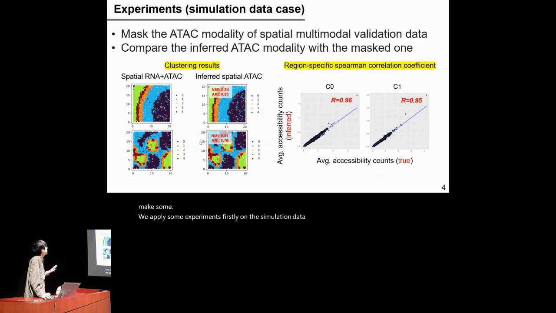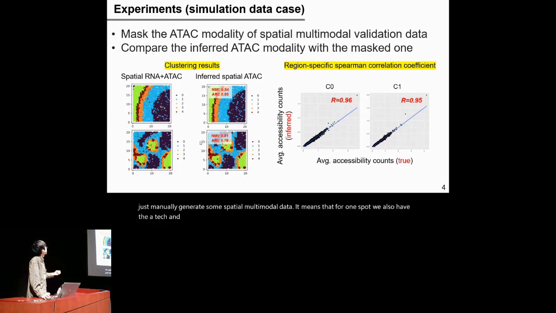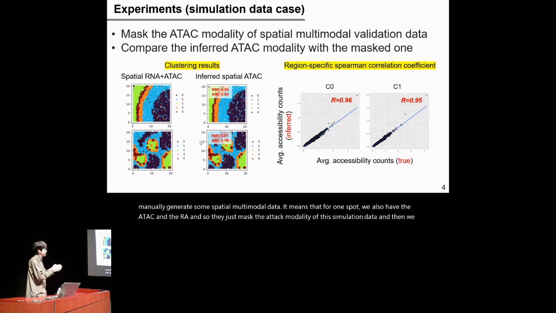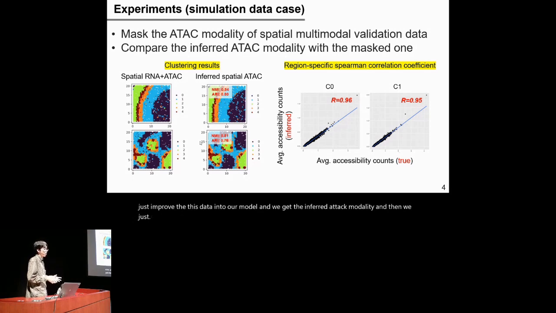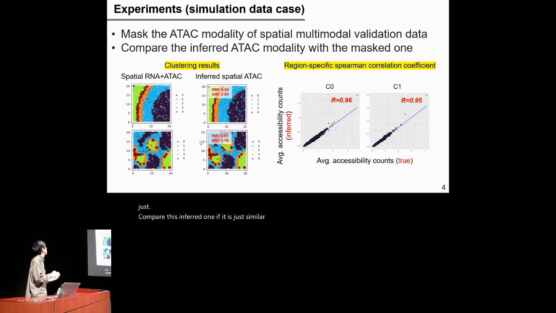So this simulation data is data we manually generated, spatial multimodal data. It means that for each spot, we have both the ATAC and the RNA. We mask the ATAC modality of this simulation data, input the data into our model, and get the inferred ATAC modality. Then we compare whether this inferred one is similar to the true one.